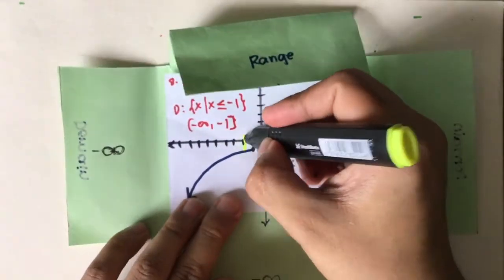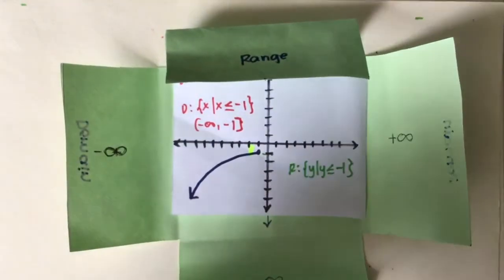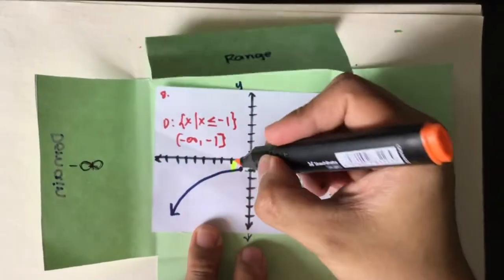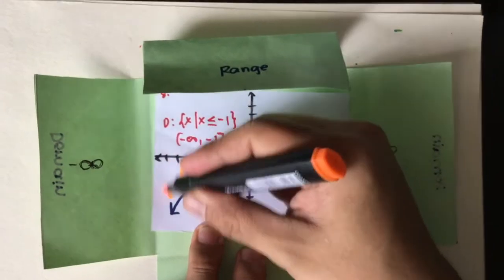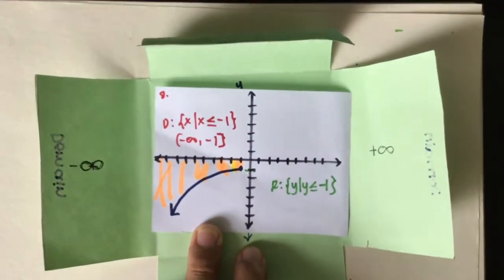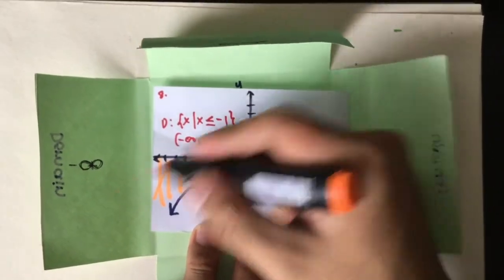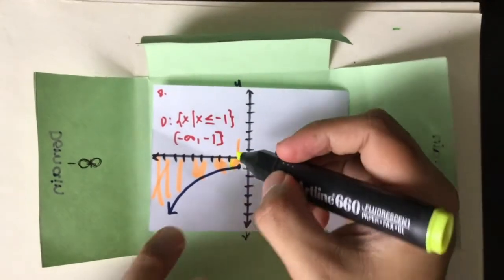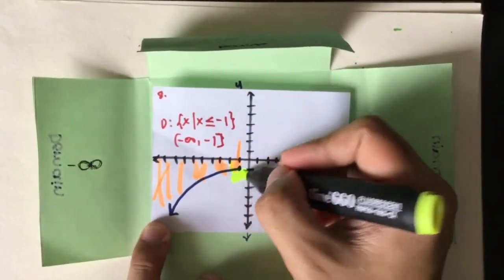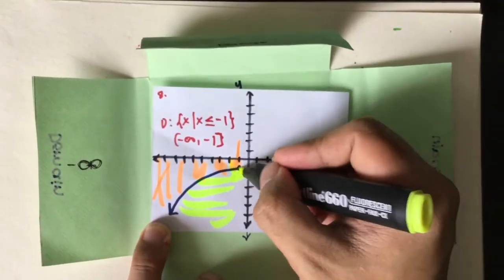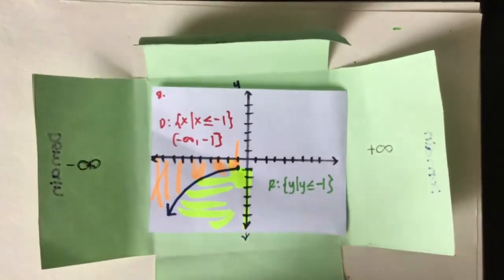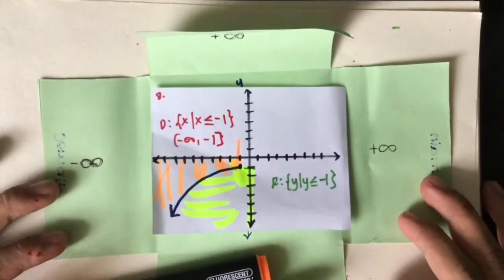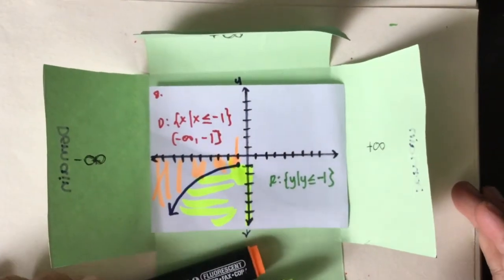If you shade going to the x value, you will see that I can only shade the portions from negative 1 and it goes to the negative infinity. If I shade the y value, you can see that I can only shade from negative 1 and it goes down to negative infinity. I hope you understand the concept of domain and range based on the activity that we did earlier.